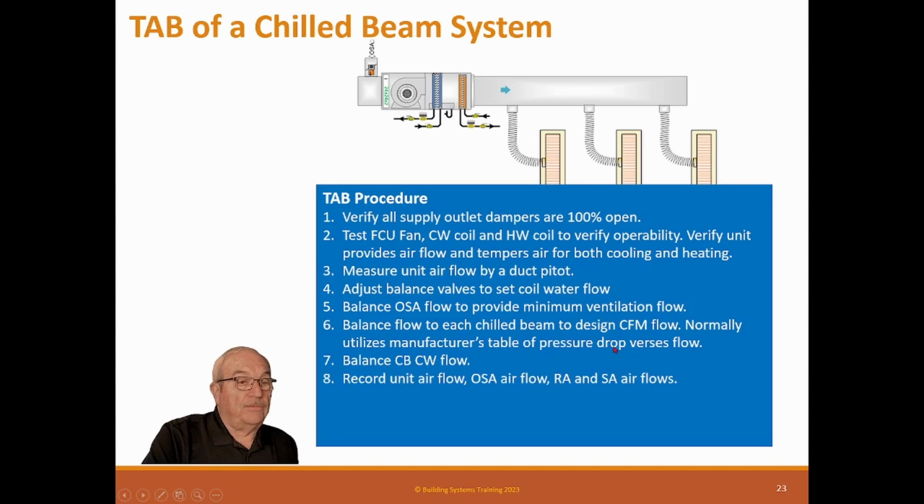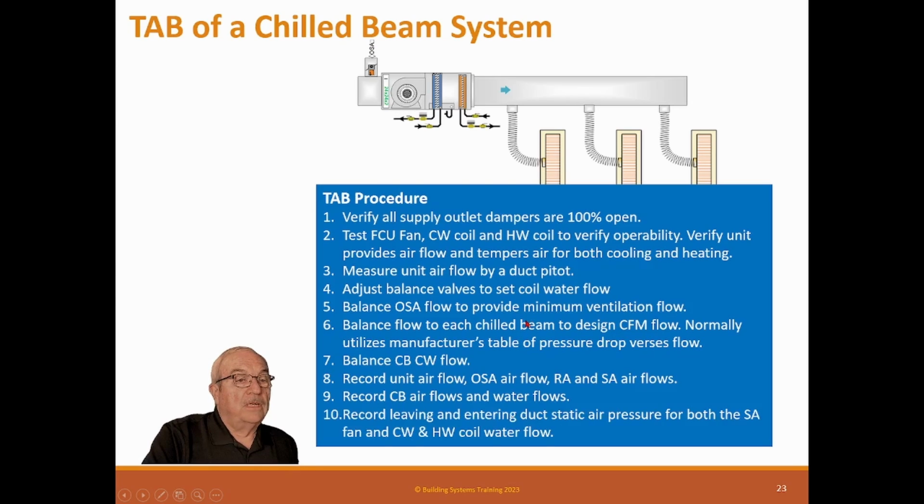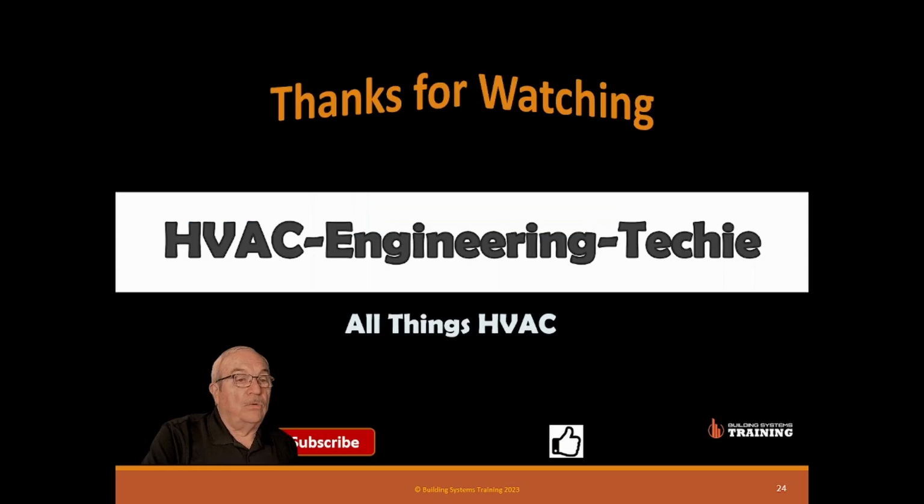Balance the chill beam water flows. Record unit airflow, outside airflow, return air and supply airflows. Record chill beam airflows and water flows. Record leaving and entering duct static air pressure for both supply air fan and chill water and hot water coil flows. That's it. So you've gone through constant volume systems.